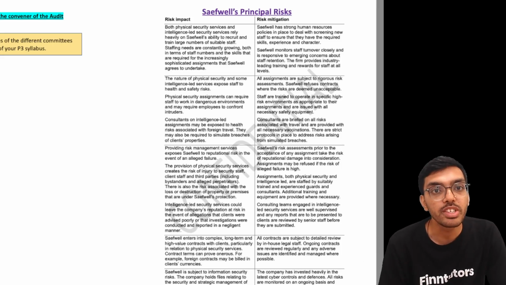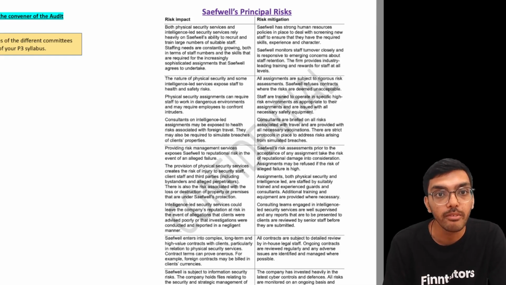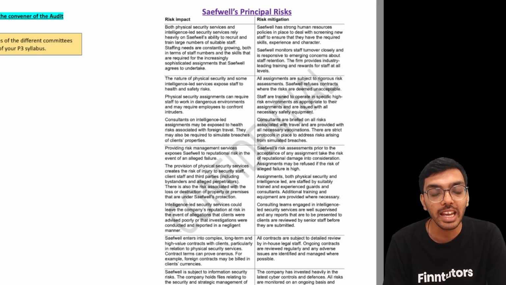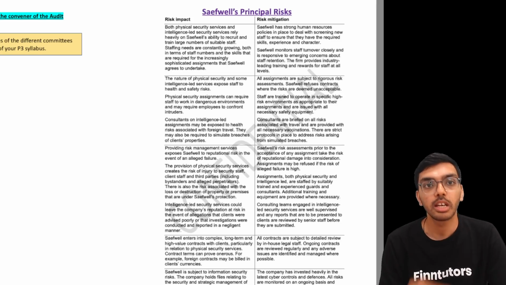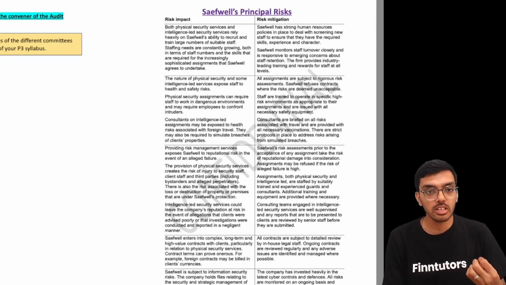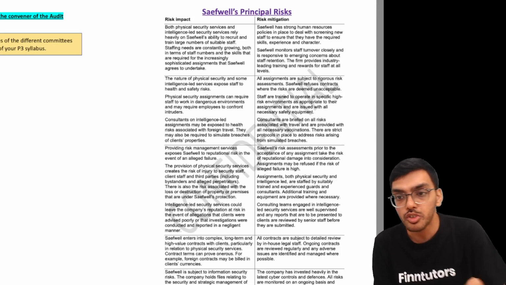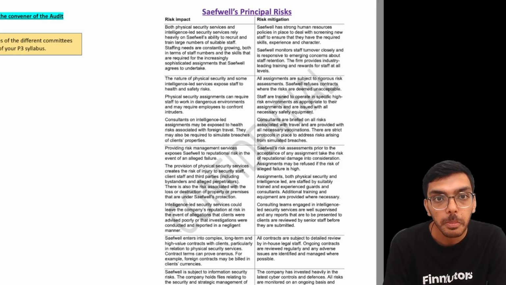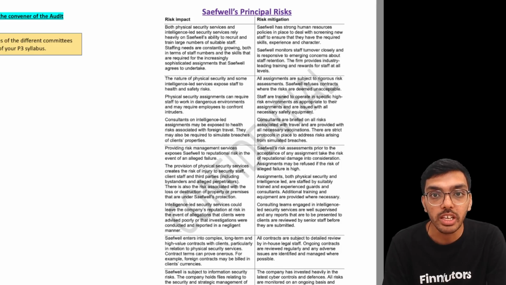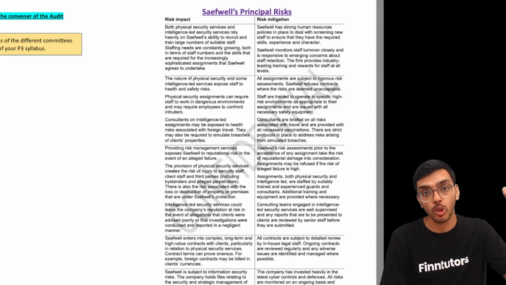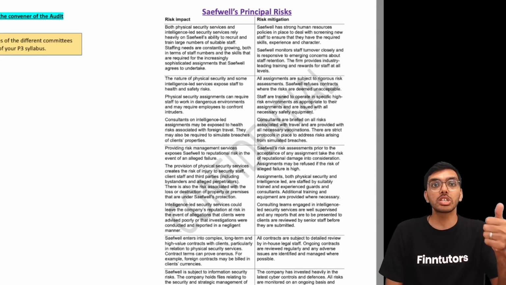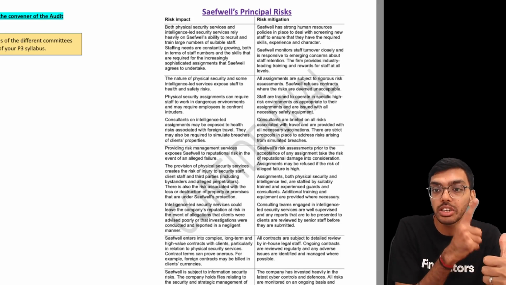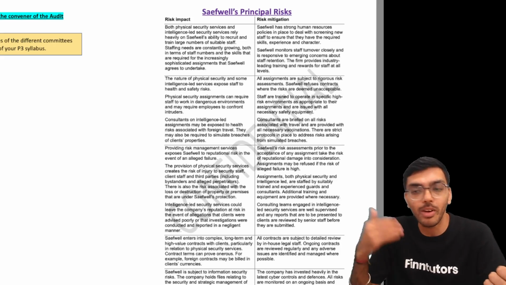The first risk is that physical security and intelligence services rely heavily on our ability to recruit and train a large number of staff. If we are not able to recruit and train the staff, we can't provide our service. So what are we doing for this? We have strong human resource policies in place to deal with screening new staff. Saefwell monitors staff turnover closely and is responsive to emerging concerns about staff retention. Our core values are also about being responsive. So the first risk is about the ability to recruit and train large numbers of staff. Only then can we provide our service.